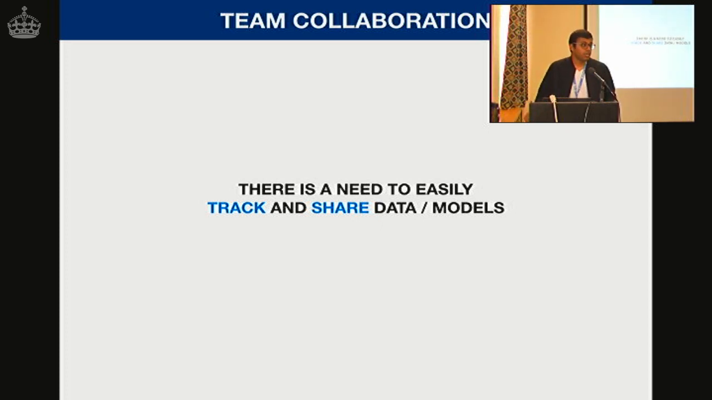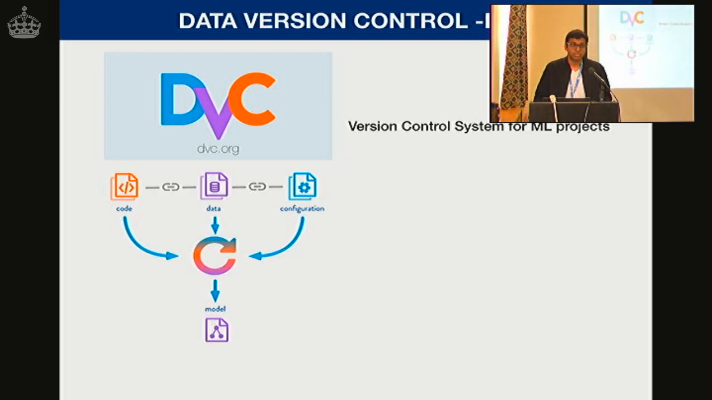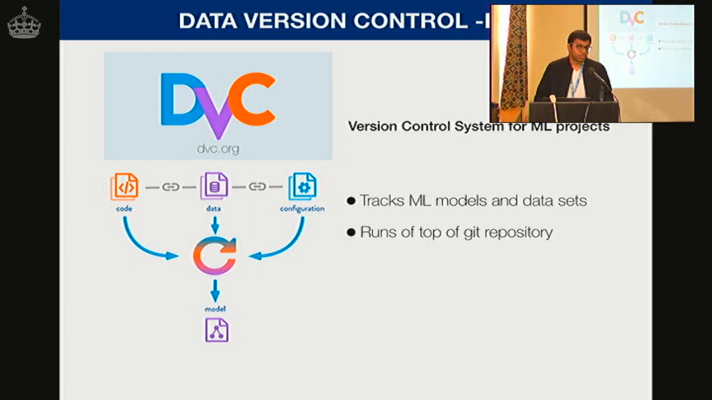So, which is why I will take you to data version control, or DVC. DVC is a Python library, so if you want to get started, you can just do pip install DVC, and they cater to different OS as well, and it's an upcoming project. So it's basically a version control system for ML projects. It tracks ML models and datasets like Git. In essence, it's like Git for data, but it does much more than that. It runs on top of a Git repository, so it goes hand in hand with any Git repository.